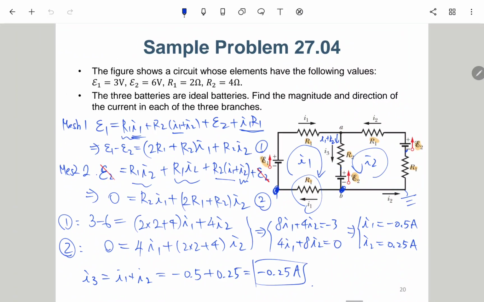Okay, so any questions? So actually it just asks you to find the current. Okay, which means that I1 is negative 0.5, which means I1 should be from right to left. I2 is 0.25, also from right to left. And then for I3, this is negative, so it should be from bottom to top.